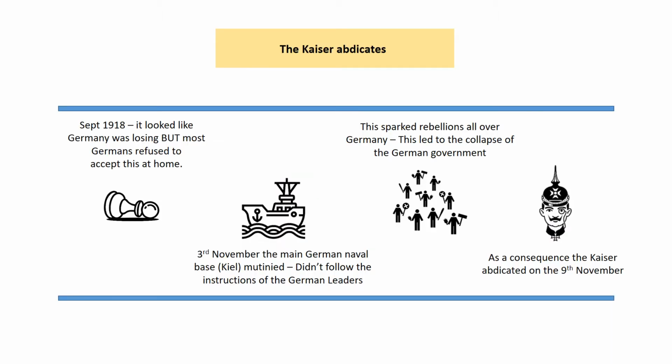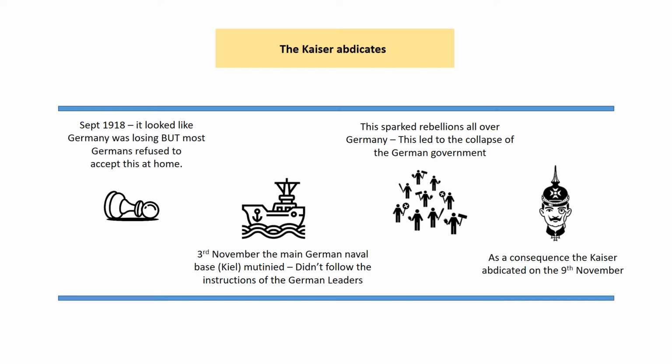So let's start at the end of the First World War. We know the First World War is between 1914 and 1918. By September 1918, it looked very much like Germany was losing the war, but most German people were refusing to accept that at home. By the 3rd of November, things escalate.